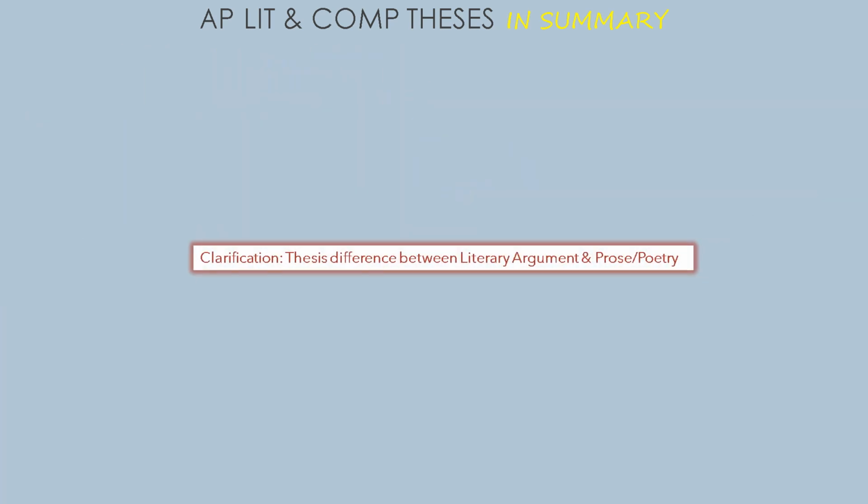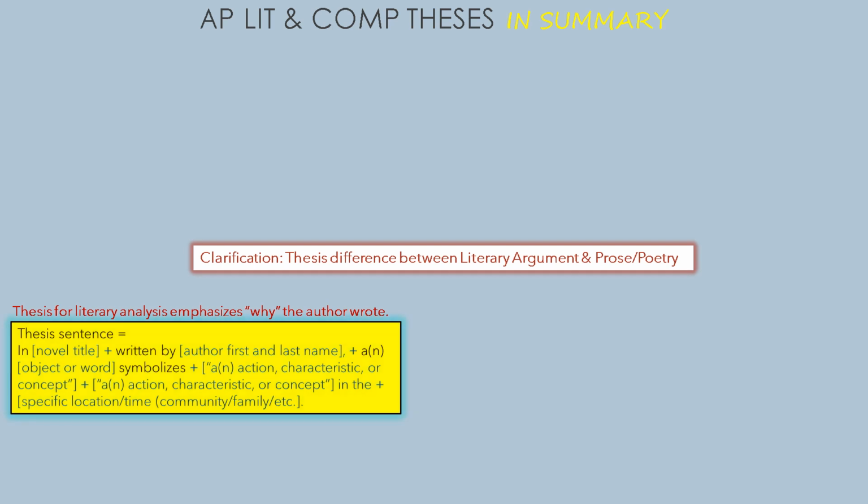Let me go ahead and clarify the difference between a prose poetry thesis and a literary argument thesis. The thesis for a literary argument focuses on why the author wrote the text. What action, idea, or characteristic is the underlying reason they wrote about a particular theme or idea?